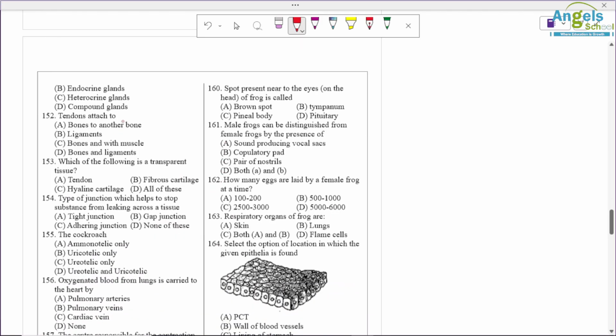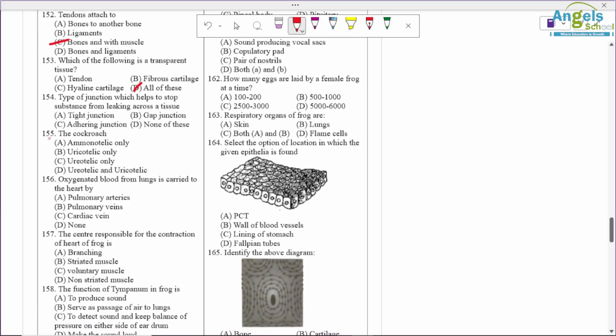Tendons are attached to bone with muscles. Which of the following is transparent tissue? Tendon, hyaline cartilage and fibrous cartilage are all transparent tissue. Type of junction which helps to stop substances from leakage across the tissue: tight junction is the correct option.